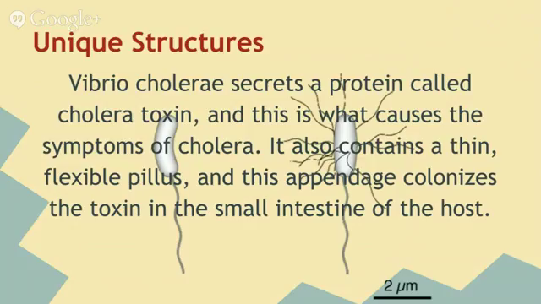Some unique structures of cholera include their pili. In the picture on the left is cholera, and on the right you can see the pili. The pili help to colonize the toxin that it produces. It produces a cholera toxin, which is a protein, and that is what causes the symptoms of cholera itself. That toxin is colonized in the small intestine of the host, and that's what causes symptoms like diarrhea.